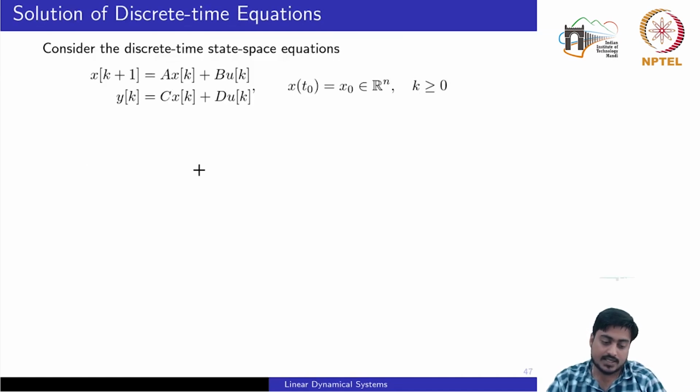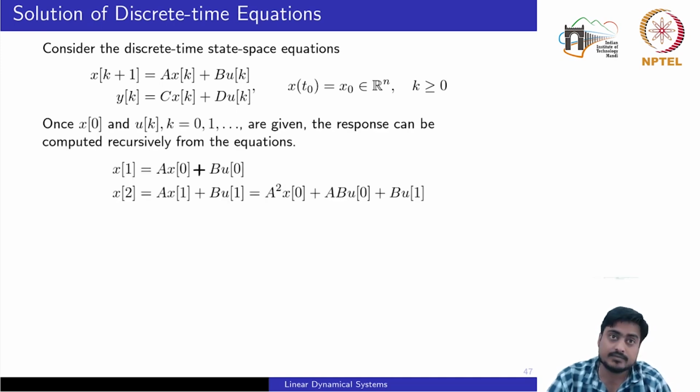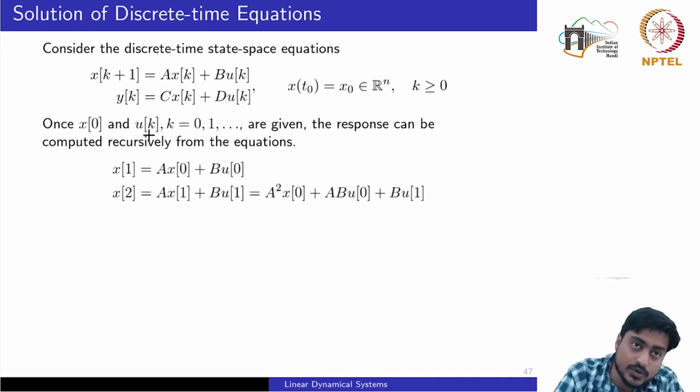After seeing the discretization, let's come to the solution of the discrete time equations. Say we are directly given the discrete time system. We know that both these equations are algebraic equations, and one direct way of computing the solution is to do it recursively. Once x0 and u of k for k equal to 0 up to the current time are given, the response can be computed recursively from these equations. The interesting point here is that we now see the explicit significance of the initial condition and all the u's starting from k equal to 0.